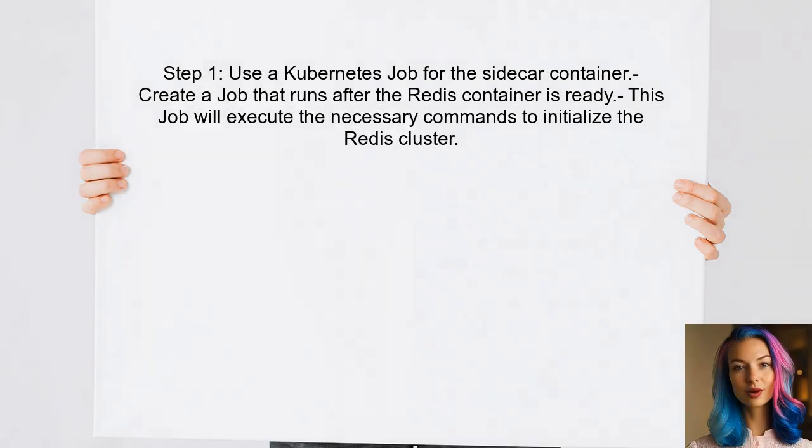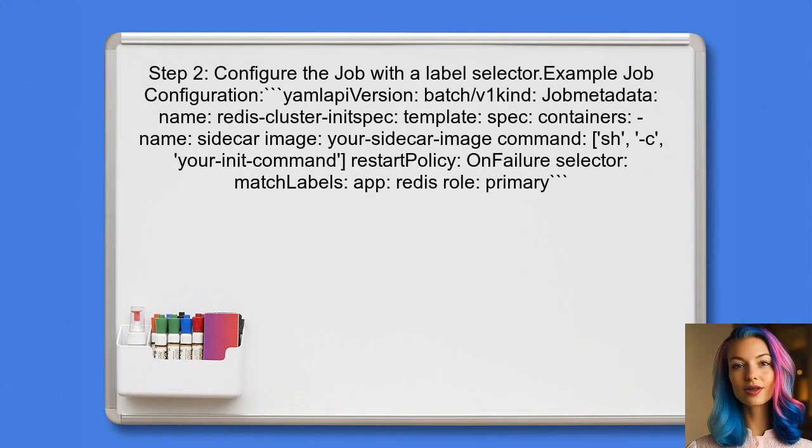To create a post-init container in Kubernetes, the user should utilize a combination of a sidecar container and a Kubernetes job. This allows the sidecar to run after the Redis container is ready. Next, the user needs to configure the job to run only once for each replica. This can be achieved by using a label selector to target the specific Redis pods.